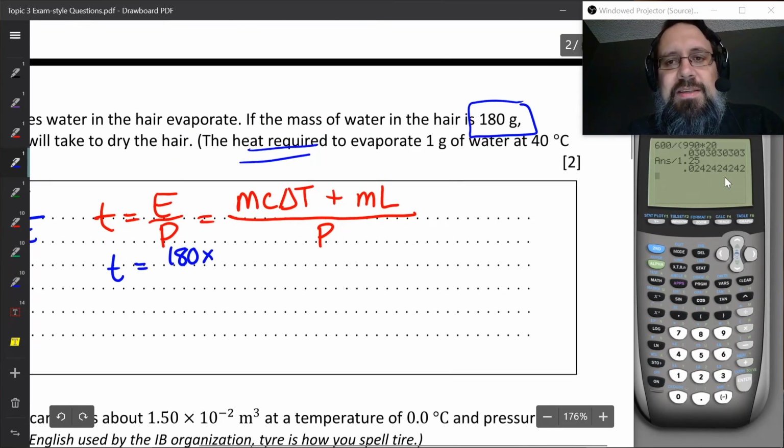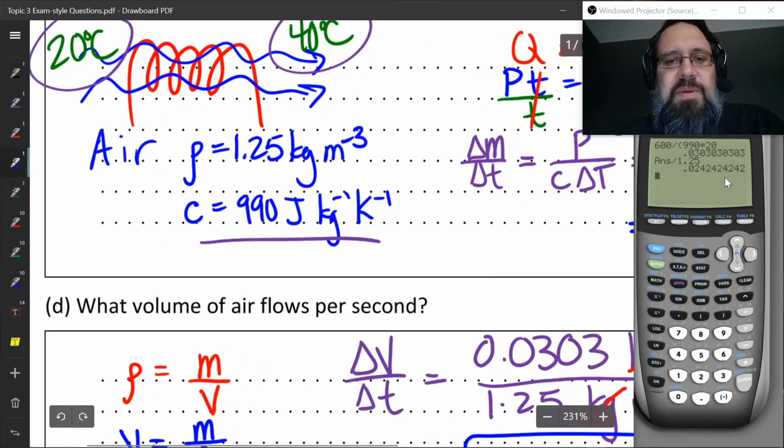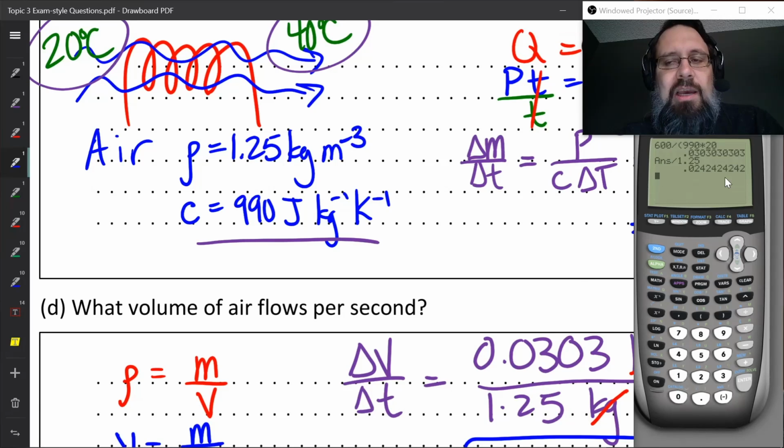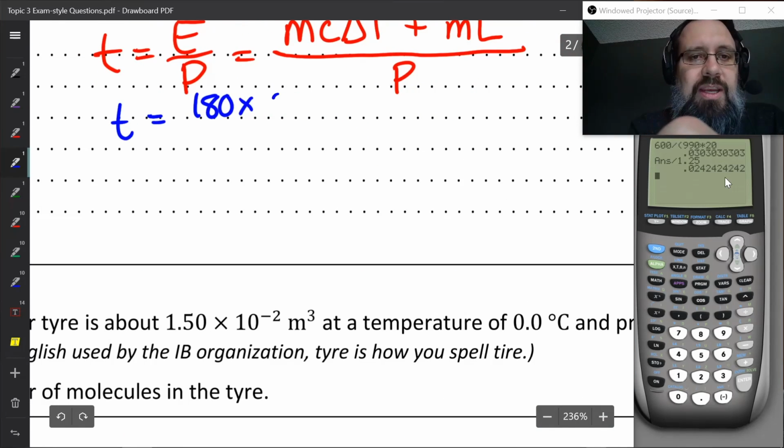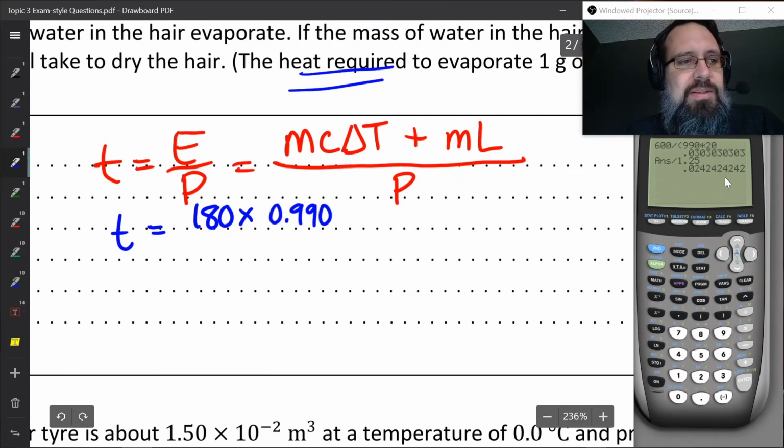Now, because this is in grams, I'm not going to write the specific heat as 990. I'm going to write it as 0.99. The way I'm doing that is I'm just dividing by 1,000, so that instead of being per kilogram, it's per gram. It's just a little shortcut, so I don't have to worry about grams and kilograms and all that stuff. I'll just switch that over to being per gram.